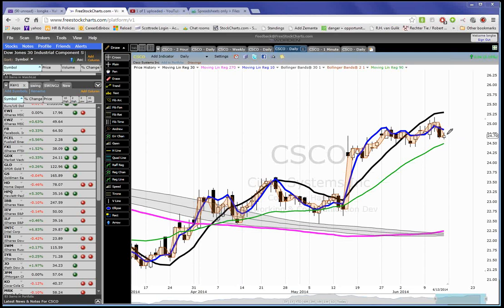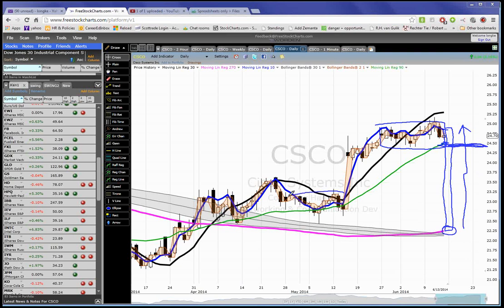So now we know that this distance from the RL10 to the RL270, as measured by ATR, is something like 6-to-1, and that's one of the best moves away from the RL270 of any of the Dow members. If this sideways channel that is collapsing violates below the green line, which is the RL90, below 24.50, you could set 22.25 as a reasonable price target.